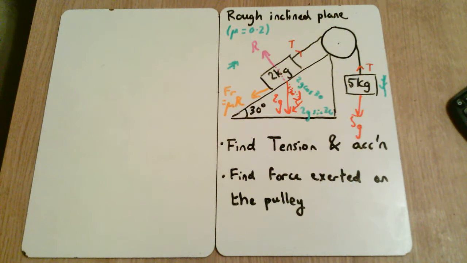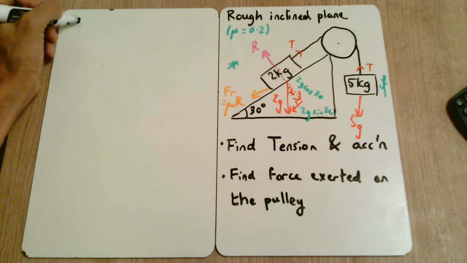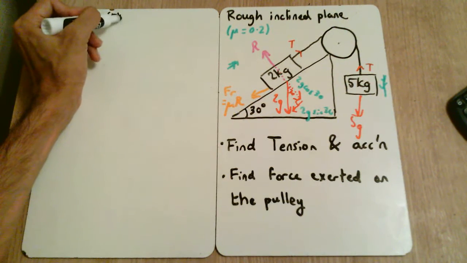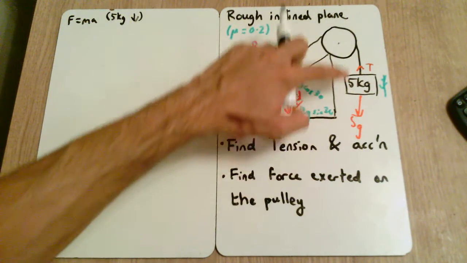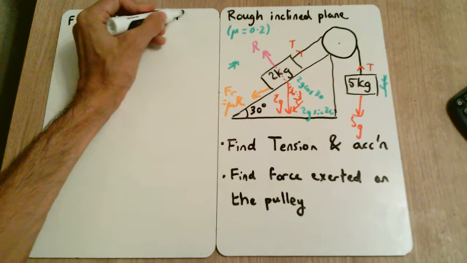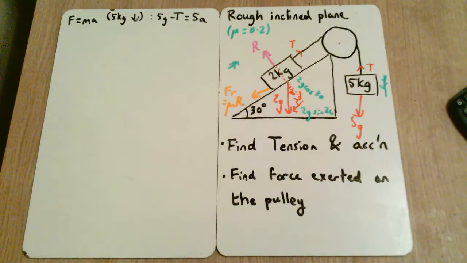Because this is a connected bodies question, to do this we always use F equals ma. If we look at F equals ma on the 5 kg block going downwards, the net force is going to be 5g minus T, so we can write 5g minus T is equal to 5a, because we always do F equals ma in the direction of motion.